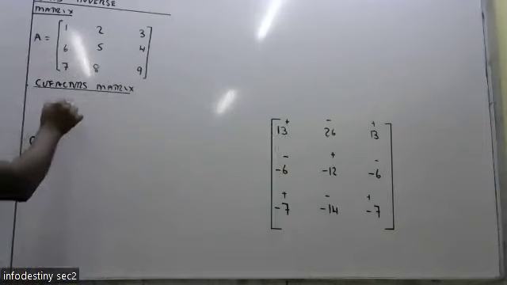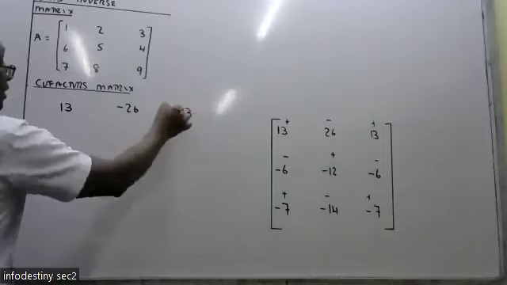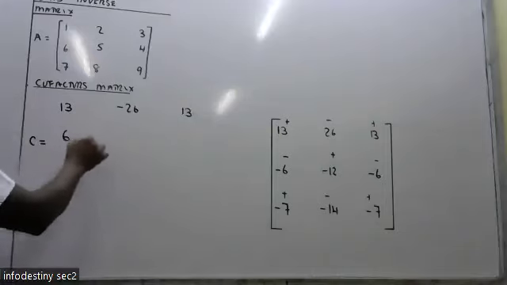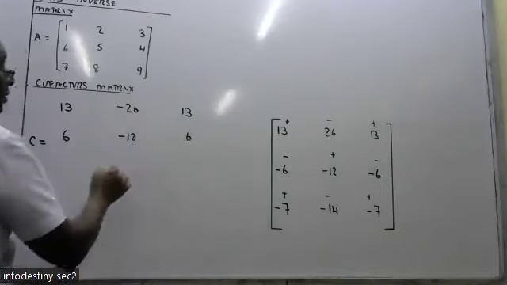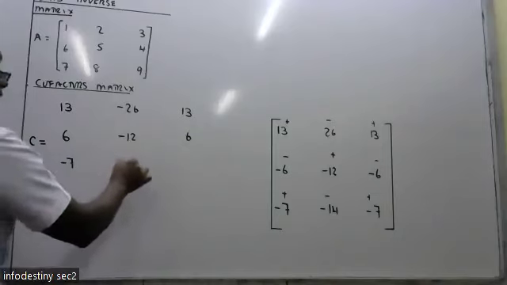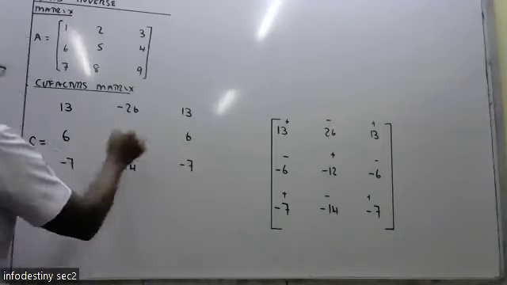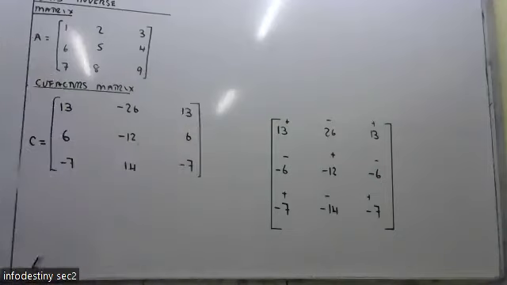This one will become 13. This becomes minus 26. This becomes 13. Then here we have 6. We have minus 12. We have 6. We have negative 7. We have 14. And we have minus. Very simple number here. That's how you get a cofactor.